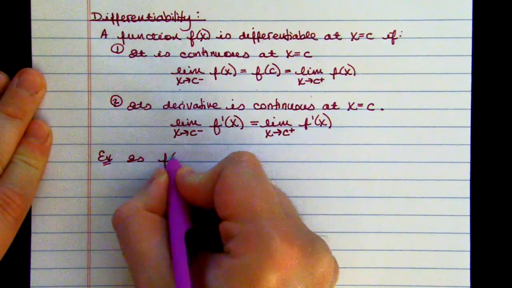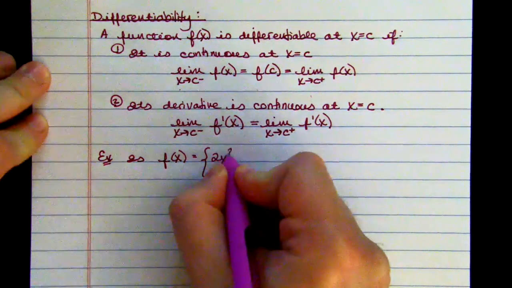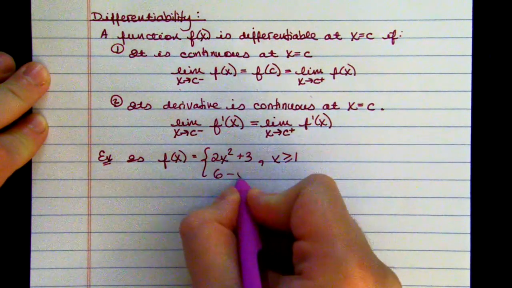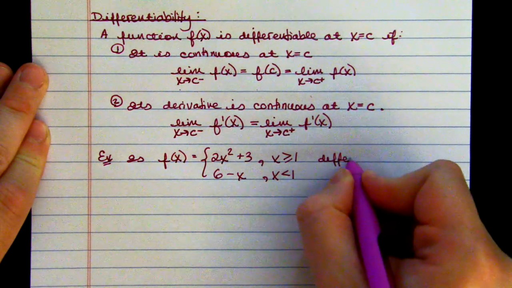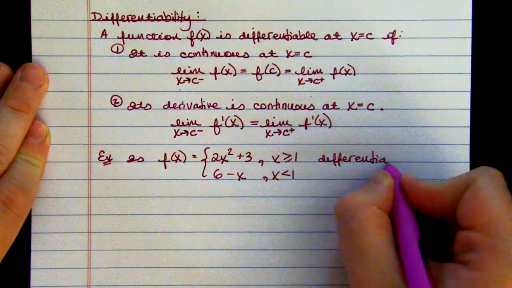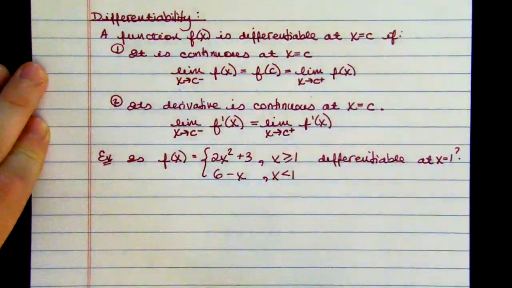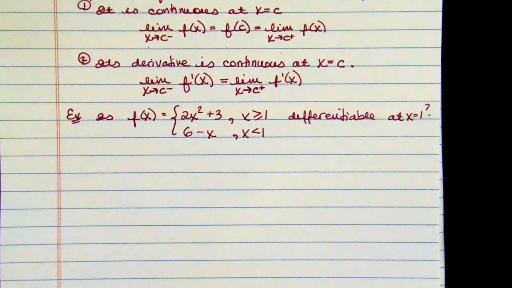So the first one I want to look at is the function f of x, which equals 2x squared plus 3 when x is greater than or equal to 1, and 6 minus x when x is less than 1. Is that function differentiable at x equals 1? Is that function differentiable at x equals 1? F of x equals 2x squared plus 3 when x is greater than or equal to 1, and 6 minus x when x is less than 1.